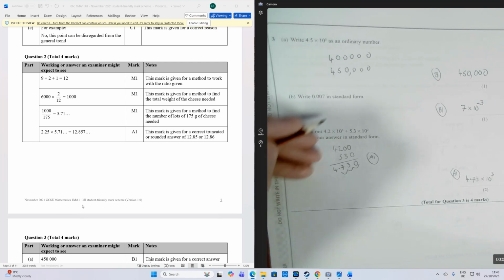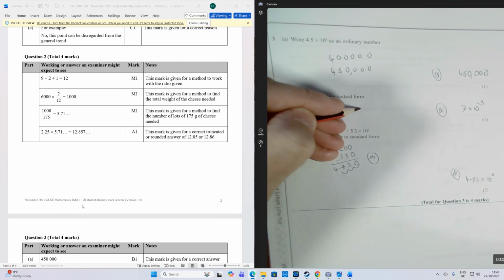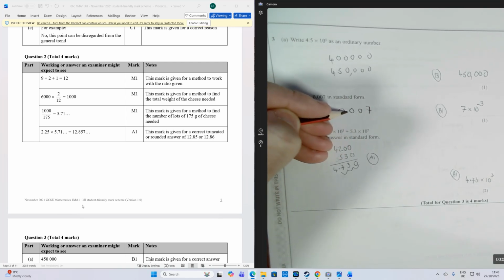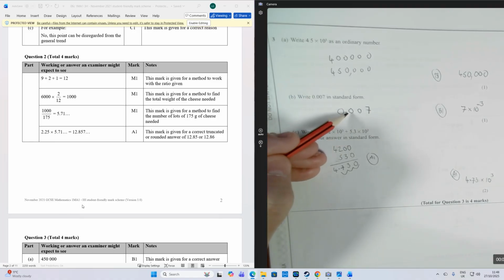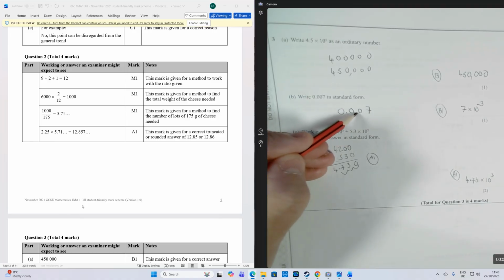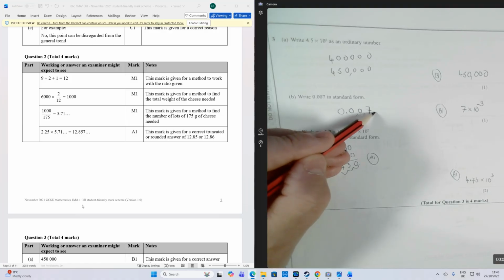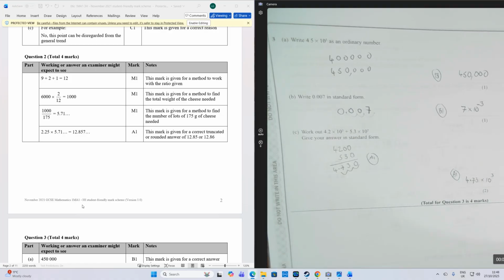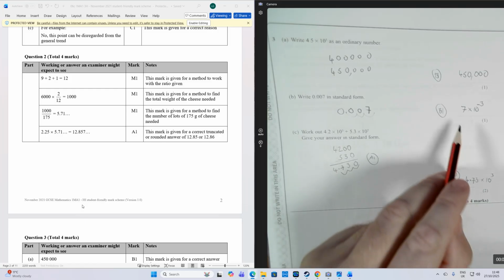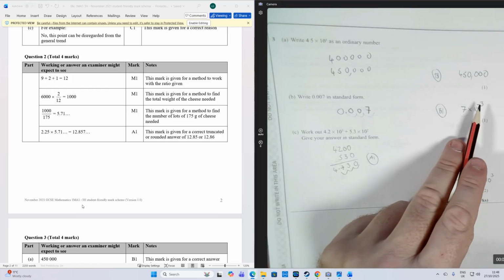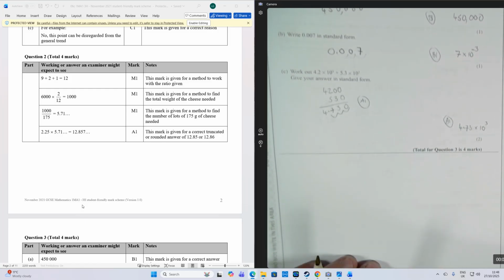Write 0.007 in standard form. Again, I know there's lots of ways that teachers teach this, but I think of it as moving the decimal point. So the decimal point is going to go 1, 2, 3 places to the right. And as it's gone 3 places, that means we're going to have 7 times 10 to the minus 3 to change that into standard form.